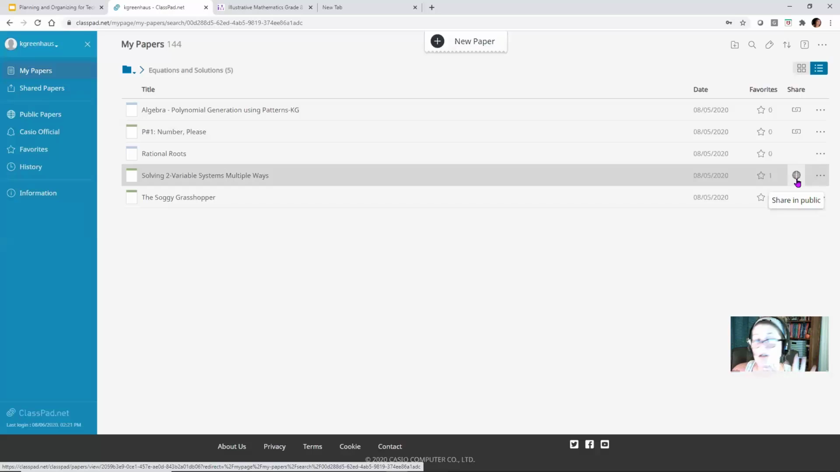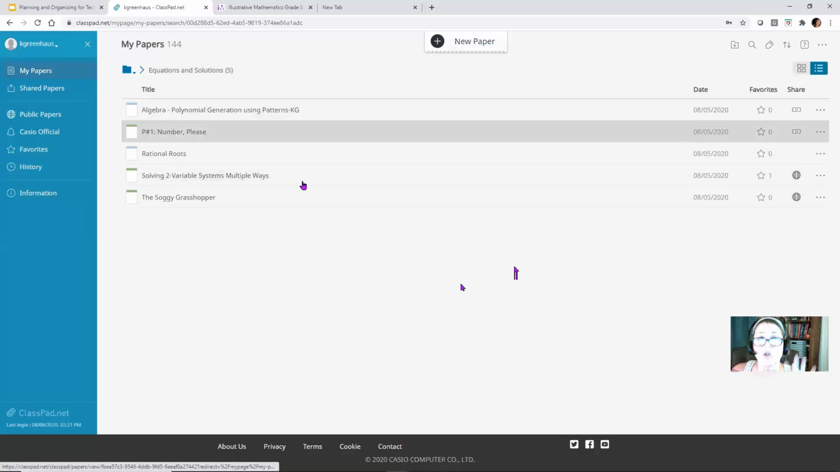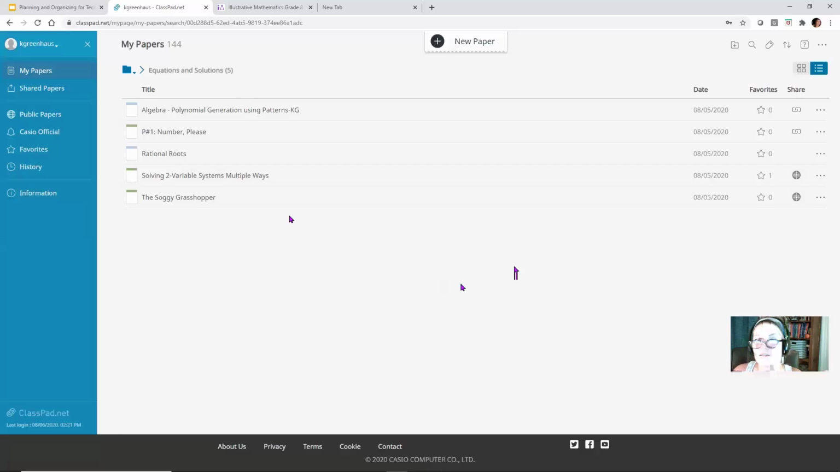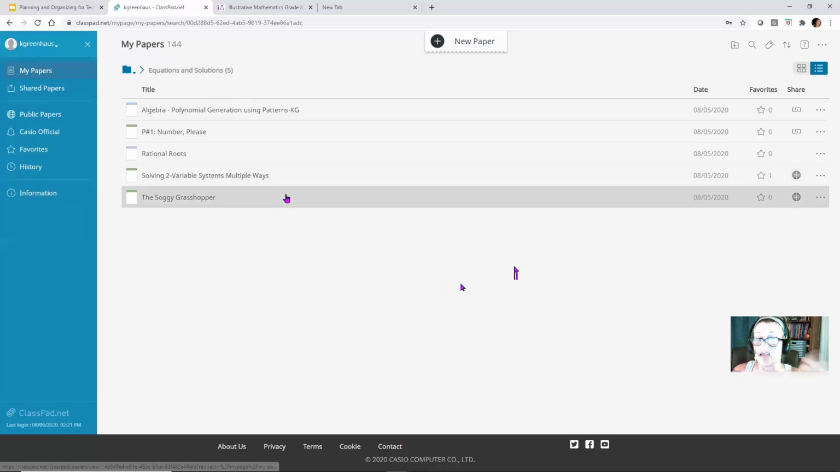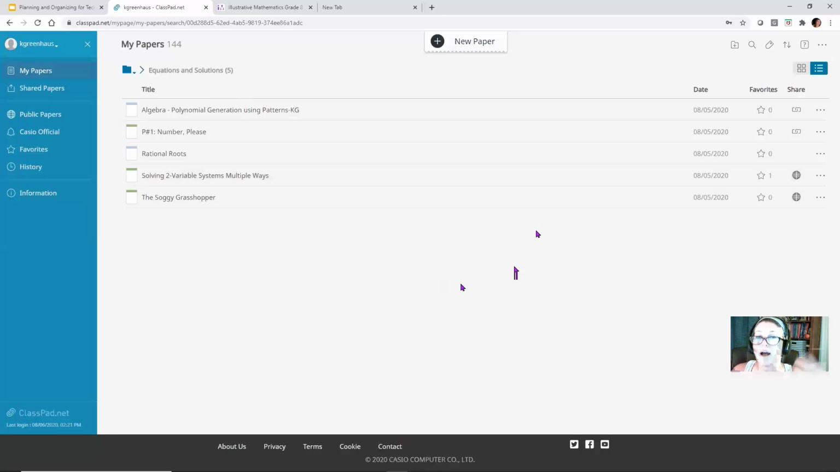Let's say I am looking for another activity. I've decided I really need an activity for my unit on equations, and I need another one. I want to find one. If you're in Classpad.net, you'll see over here that we have public papers, and those are all the papers by all the people who are using Classpad.net, and they've created and shared them. So I'm going to click that real quick.